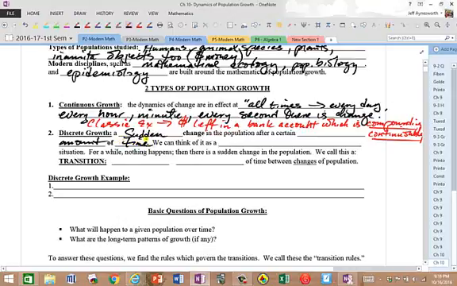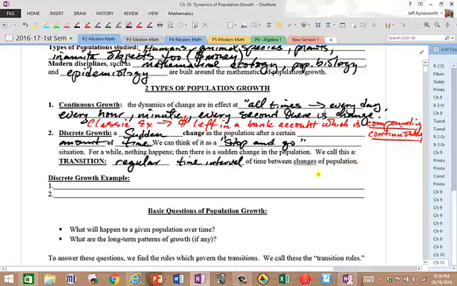We can think of this as the stop and go type of situation. For a while, nothing happens, and then there's a sudden change in the population. We call that a transition, which we're going to be talking about quite extensively here. And a transition is a regular time interval of time between changes of population.